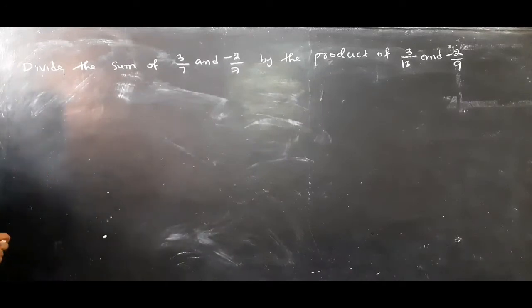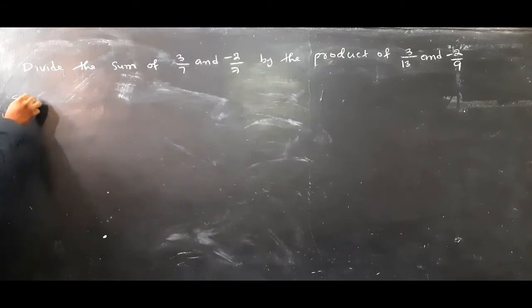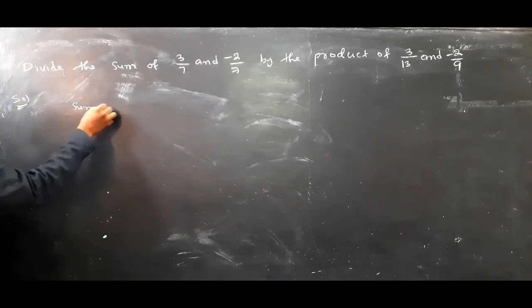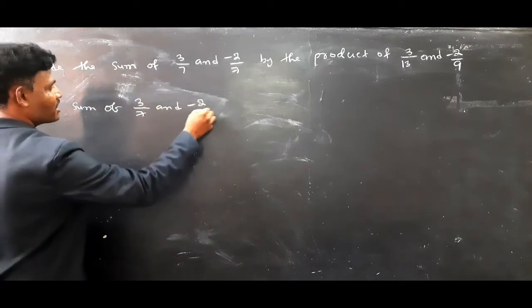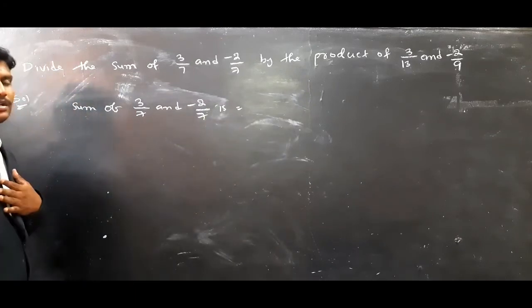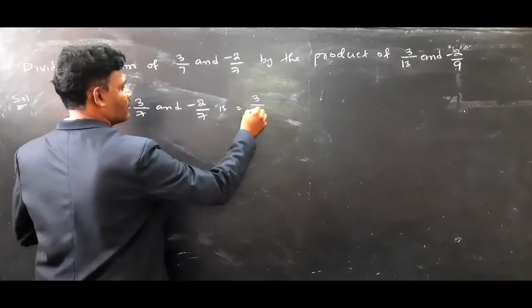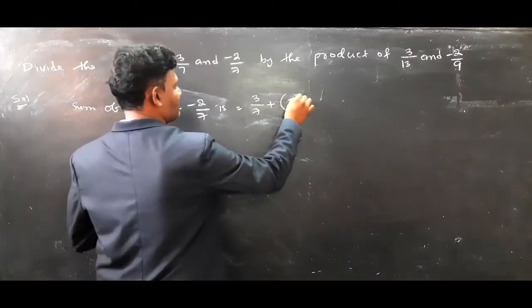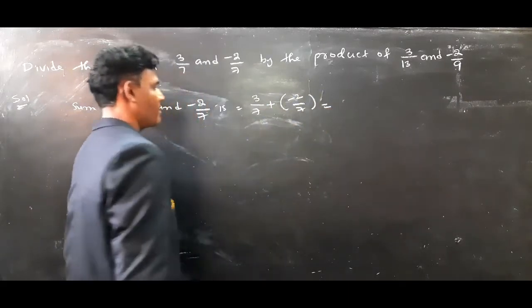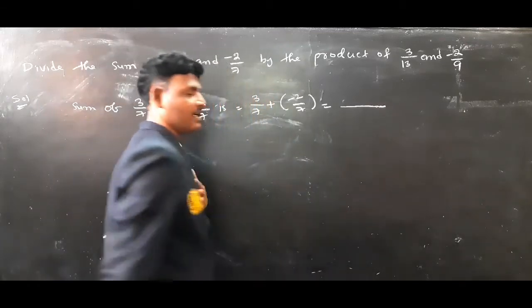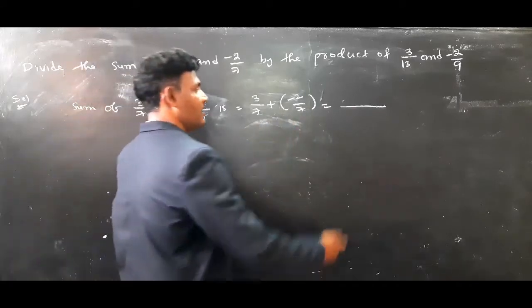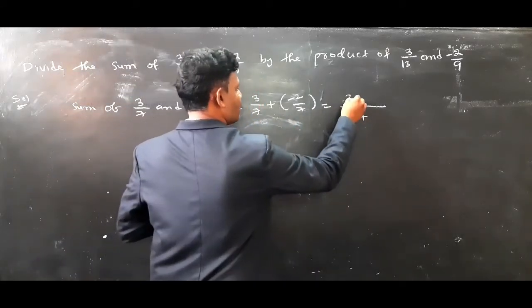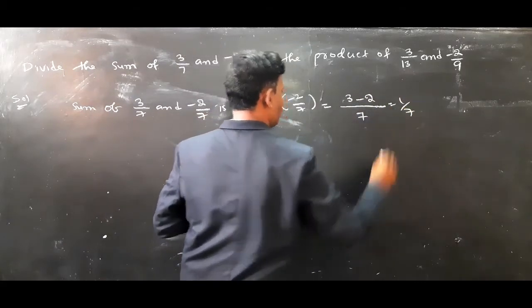Next, divide the sum of 3/7 and −2/7 by the product of 3/13 and −2/9. To find this solution, first I need the sum of 3/7 and −2/7. Sum means add the two terms. 3/7 plus −2/7 is equal to. Now both are like fractions. Why? Because the denominators are equal. So these two are like fractions. Here the LCM is 7. 3 minus 2 is equal to 1/7.